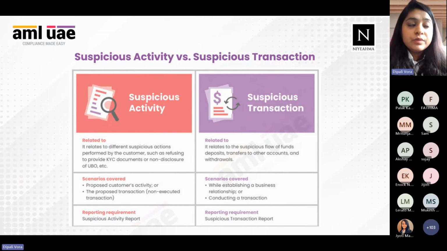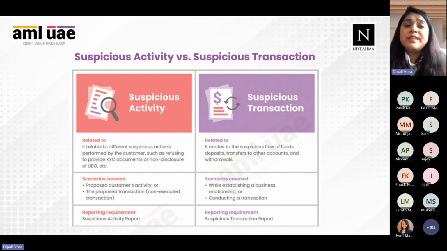Whenever the transaction is at the proposed stage or in-progress stage, where you are still discussing the transaction and it's an unexecuted transaction, it could be considered as an activity. Now, the possible scenarios would be that the person is not providing KYC documents, or he's not cooperating, or he's not sharing the UBO details. So that could be a reason that you can consider that person suspicious.